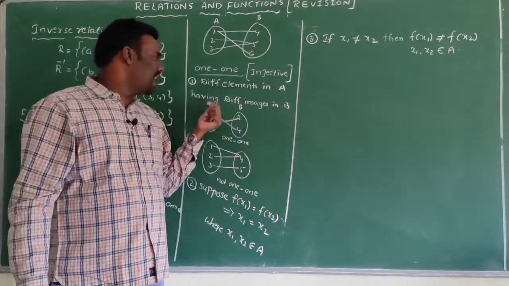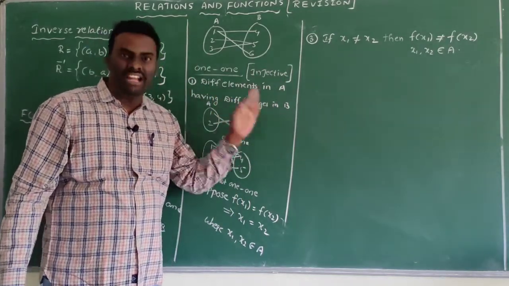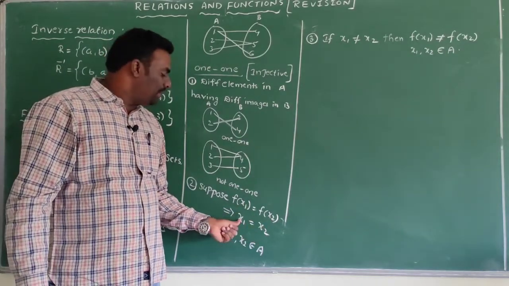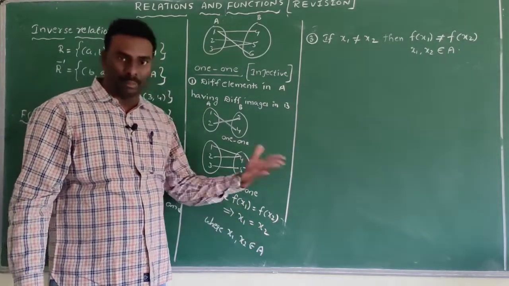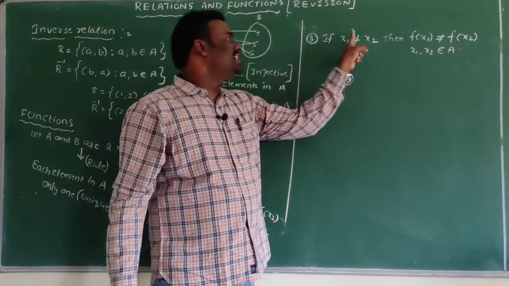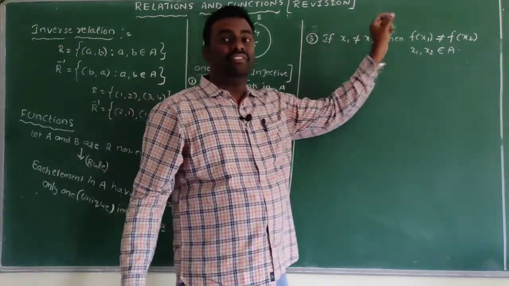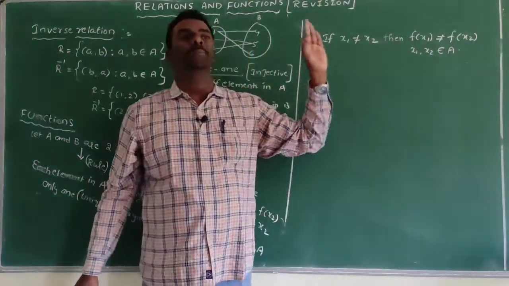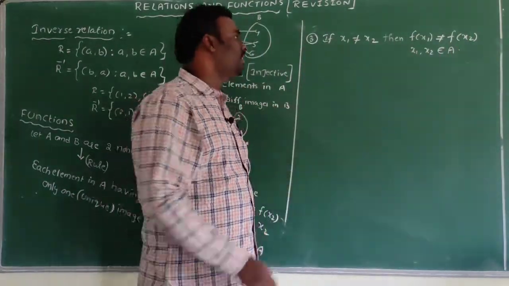Different elements are having different images. It is a theoretical definition. F of x1 is equal to f of x2, that implies x1 is equal to x2 is a problematic definition. If x1 is not equals to x2, then f of x1 is not equals to f of x2. It is also we are using in problems. This is the definition for 1.